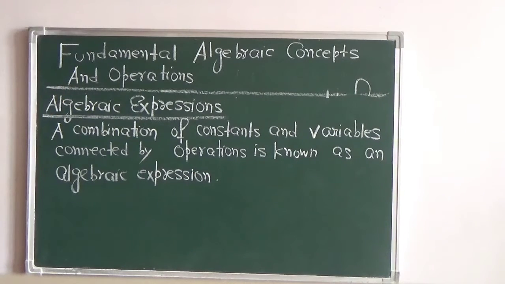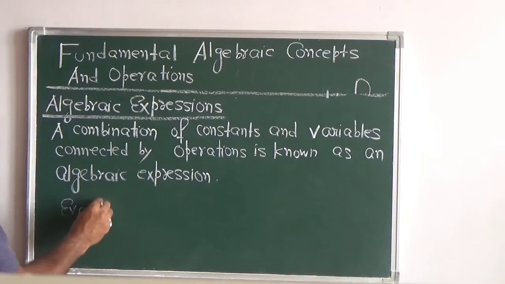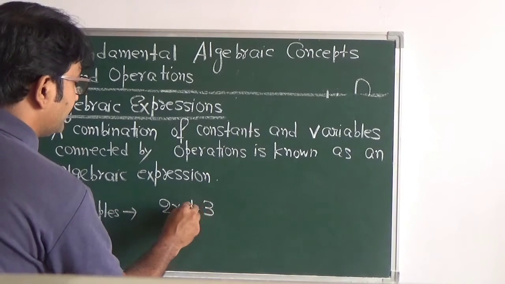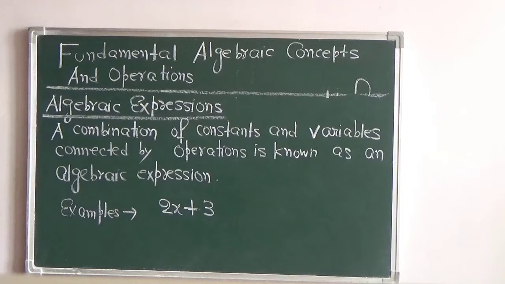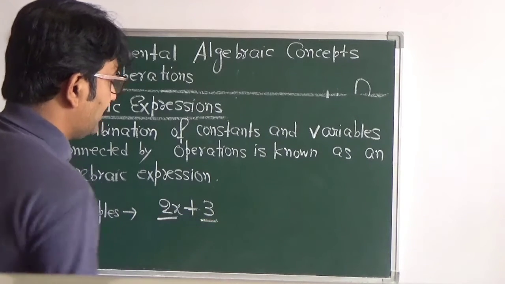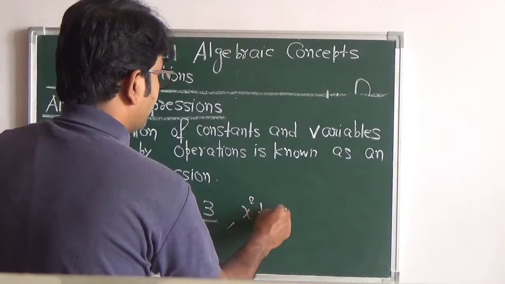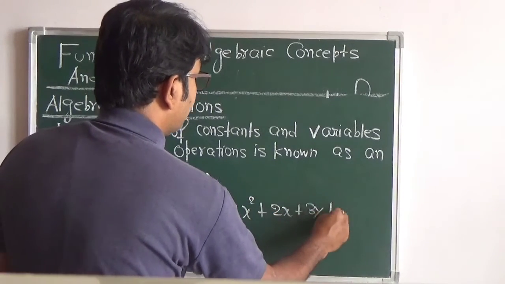So it is a combination of the constants and the variables. Just before it we have discussed what is a constant and what is a variable. An algebraic expression is a combination of those constants and variables connected by operations. Now, for example, you can write 2x plus 3. 2x plus 3 is an algebraic expression where you can see the two quantities 2x and 3 are connected by the plus operator. Similarly, we can write x square plus 2x plus 3y plus 5.